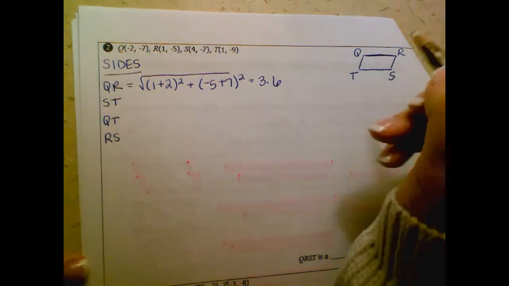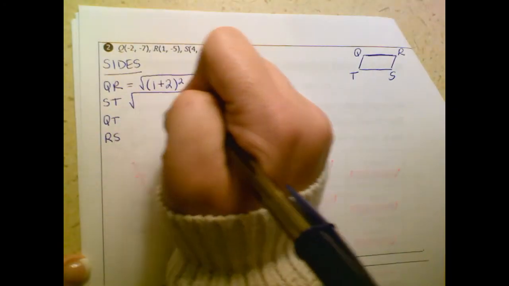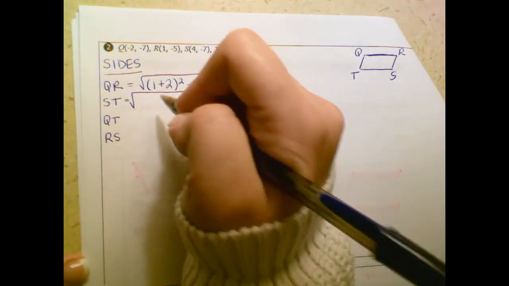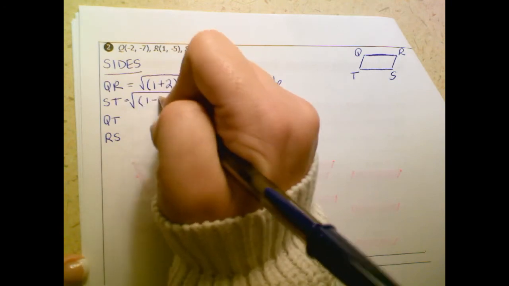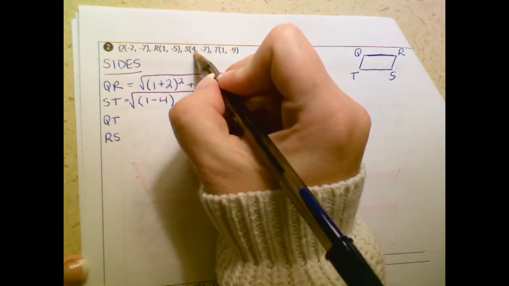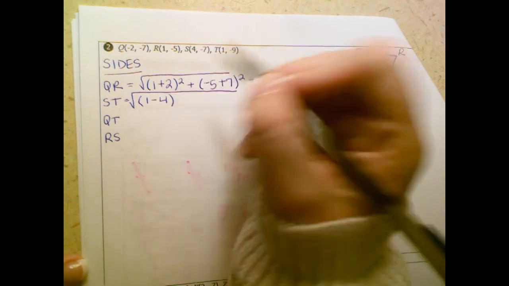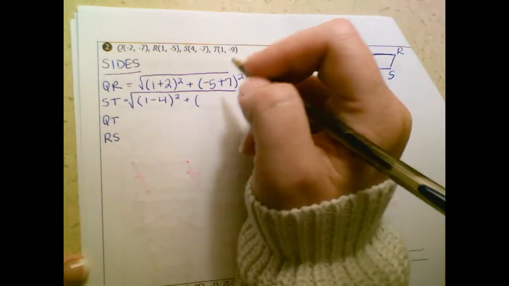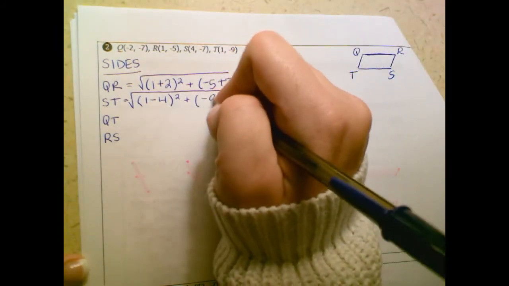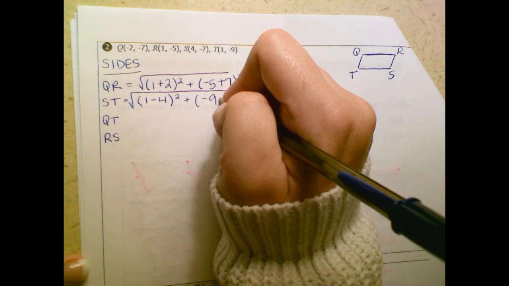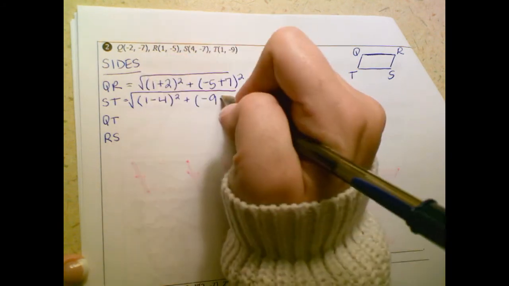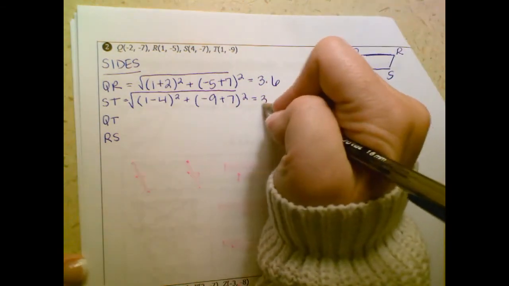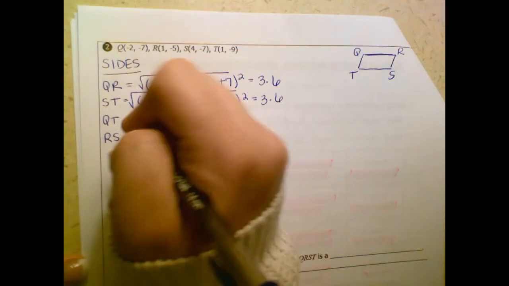Now I'm going to go with ST. I have 1 minus 4. The 4 is a positive, so I want to make sure it's just a minus the positive. Plus negative 9 minus a negative 7, minus the negative makes it a positive 7. This is also 3.6.